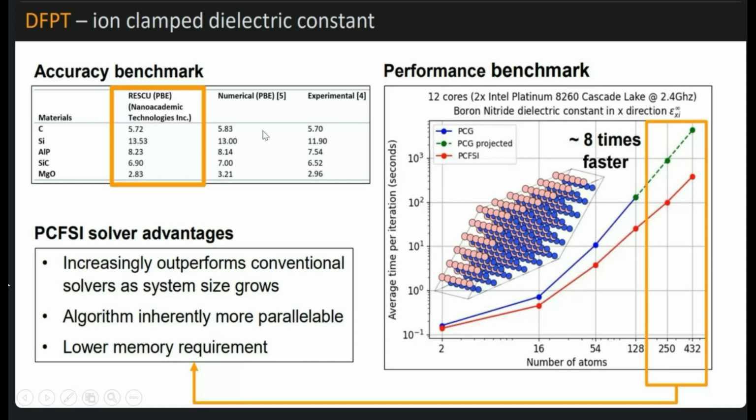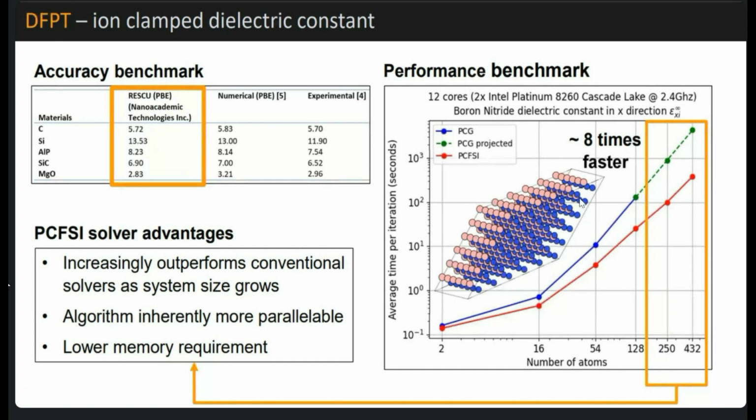Here you can see some examples of DFPT calculation, and this is an example of the dielectric constant of several materials calculated with the help of this RESCU software. This is the accuracy benchmark. You can see that our results match well with the experimental results, and also with some numerical and advanced codes. And this is the performance benchmark of RESCU.